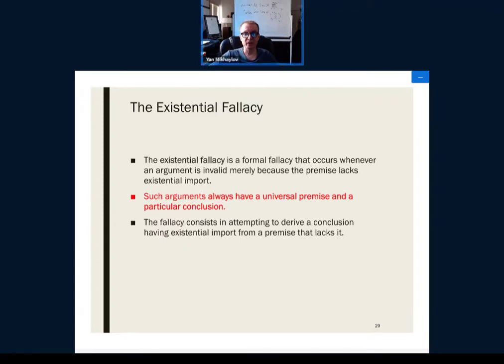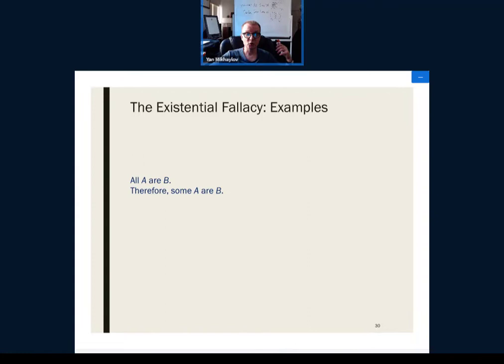So, existential fallacy is again a fallacy which is committed whenever an argument is invalid merely because the premise lacks existential import. When you have universal on top, particular on the bottom, that is existential fallacy for Boole. Always existential fallacy for Boole. And the best way to determine it is with the shading. Why? Well, let me show you why.